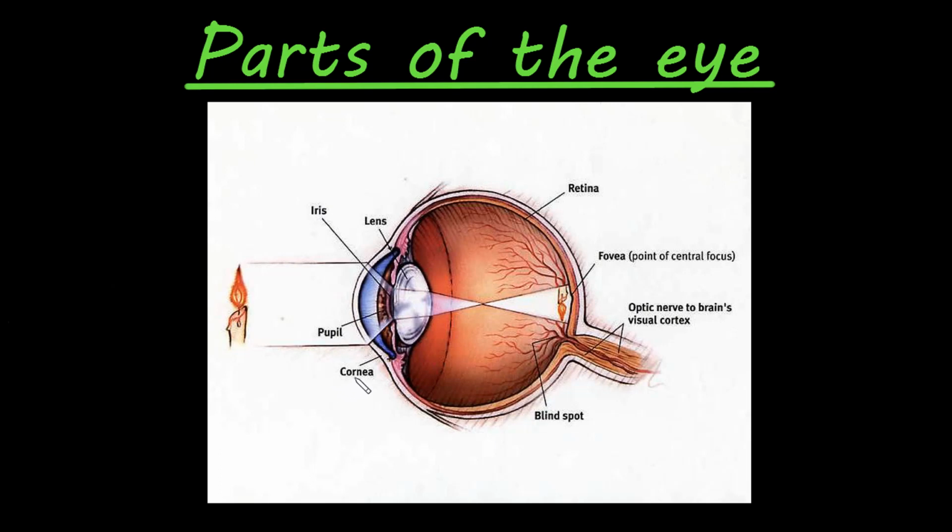So first off, we're going to start off with the cornea, and this is the outermost layer of the eye. So if you were to touch your eye right now, this is what you would be touching, the cornea, or the outermost layer, and it helps with protection and how much light gets into the eye. But basically that's what the cornea is.